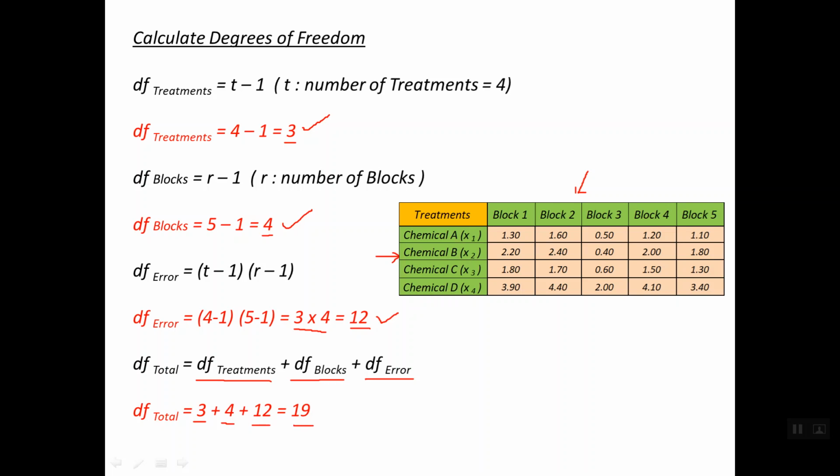Another way to calculate the degree of freedom total is to subtract 1 from the total observation. So you can say that the degree of freedom total is simply equal to capital N minus 1. And capital N here represents the total observation or the total experimental units. So we have 20 experimental units minus 1, which is equal to 19, same as what we get by using the formula.